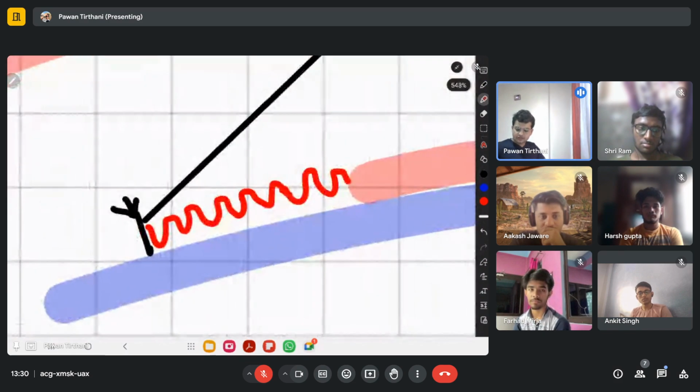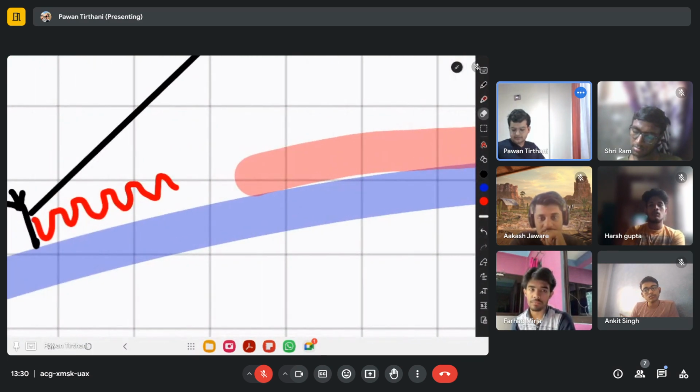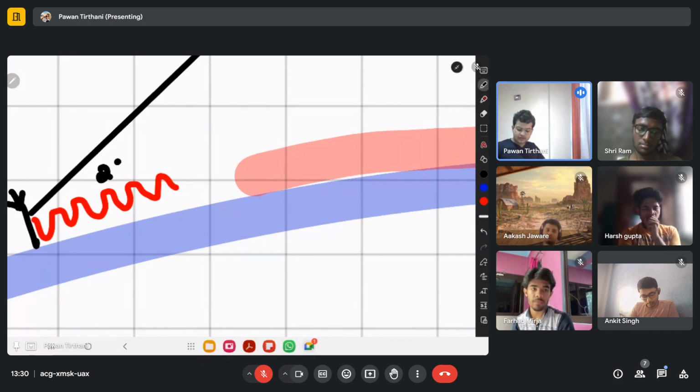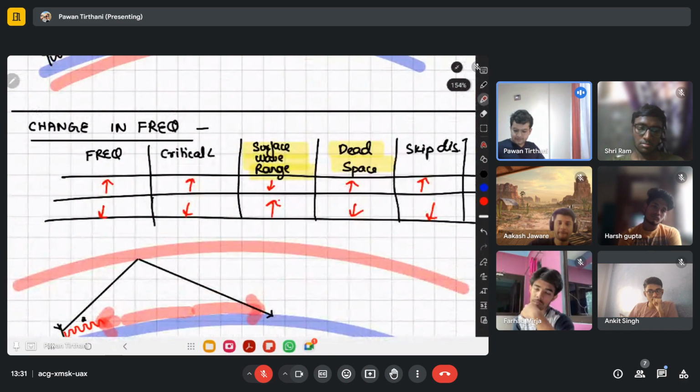Yes, but you guys also have to understand what happens to the surface wave when frequency increases. The surface wave range decreases when frequency increases. Earlier it was this, now it became this. Earlier, 22 kilohertz could go this much; the surface wave at 20 can go only this much. So the dead space is not only increasing from this side, it is also increasing from this side. So dead space increases from both sides. This is why I made you write this. Any doubts?